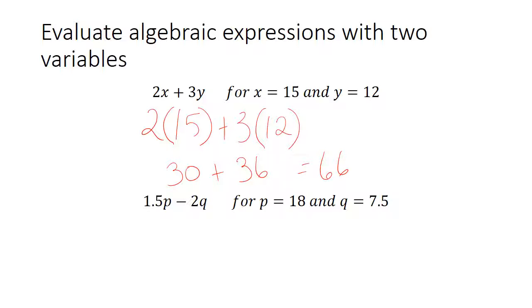All right, we're going to try it for 1.5p minus 2q. Still 2 variables. Make sure you're putting 18 in for p and 7.5 in for q. So we have 1.5 times 18 minus 2 times 7.5. We're going to need to do our multiplying first. This would be 27 minus 15. Overall, that's going to be equal to 12.